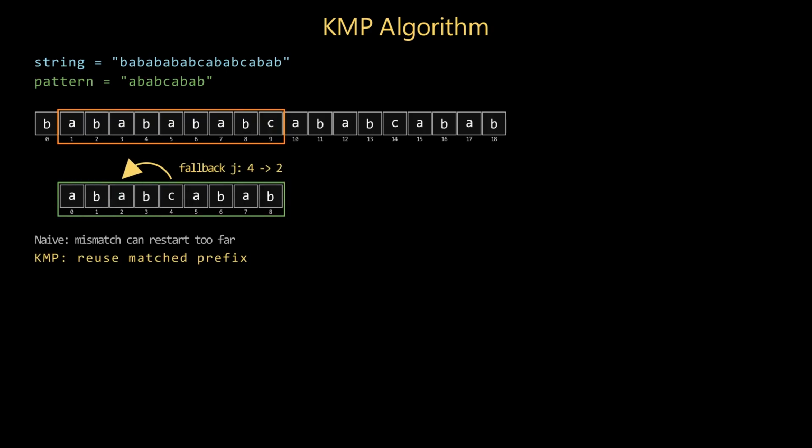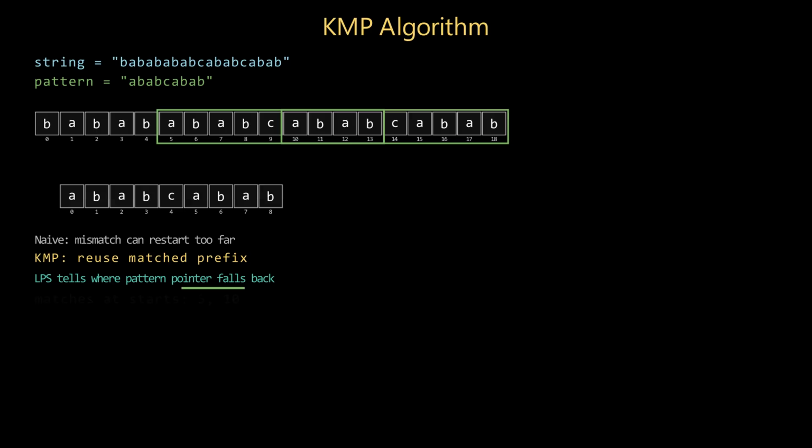KMP does not throw away everything after that mismatch. It uses the pattern's prefix information to know how much of the match can still be reused. That prefix table is called the LPS array. It lets the search move the pattern pointer back, without moving the text pointer backward. In this example, the pattern appears at starts 5 and 10.